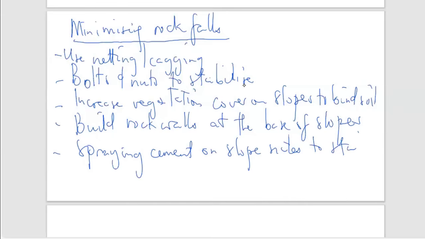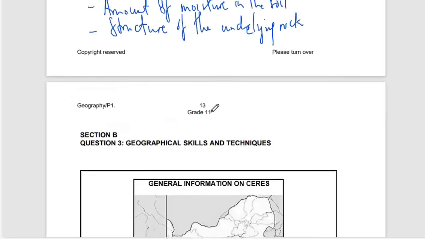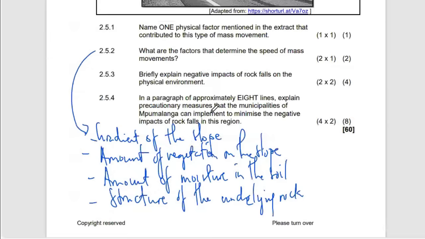To stabilize the rocks. Right, those are some of the measures that can be implemented by the municipality to try and reduce the impact of rockfalls. Right, that takes us to the end of our geomorphology question out of 60.